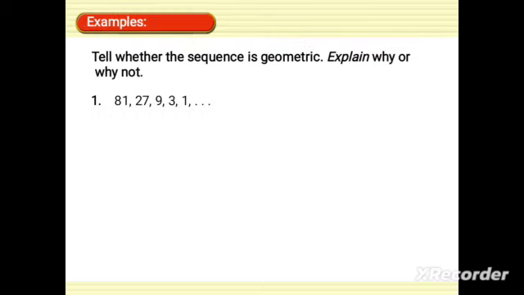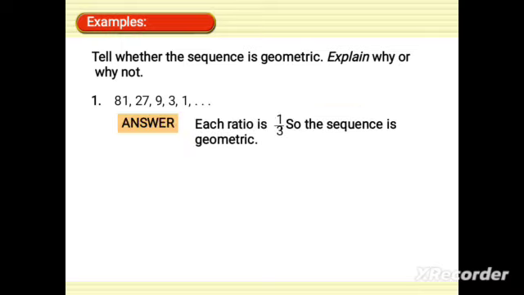Now, on a different concern, tell whether the sequence is geometric, and if it is so, explain. Number 1, the sequence here is 81, 27, 9, 3, and 1, and it continues. If you get the common ratio, it will be 27 over 81, that will give you 1 over 3. 9 over 27, again it is 1 over 3. 3 over 9, 1 over 3, and so on. So that means the sequence is geometric.